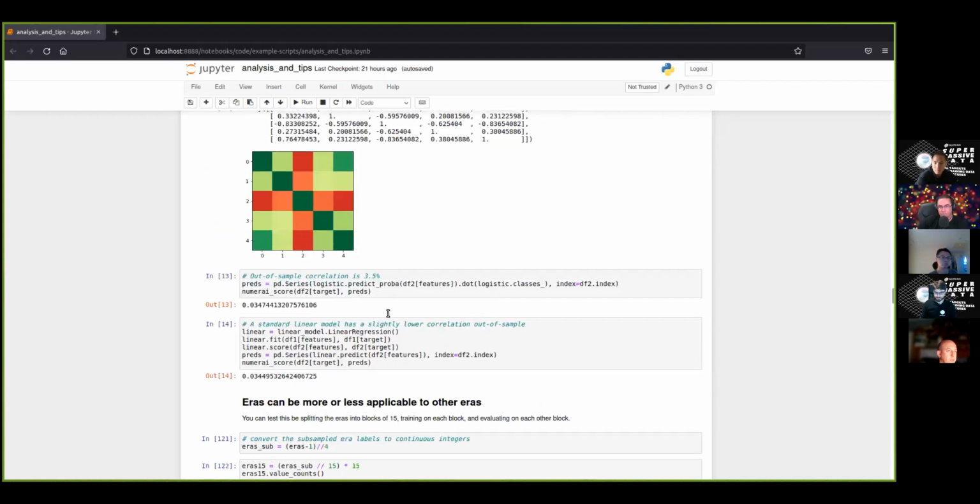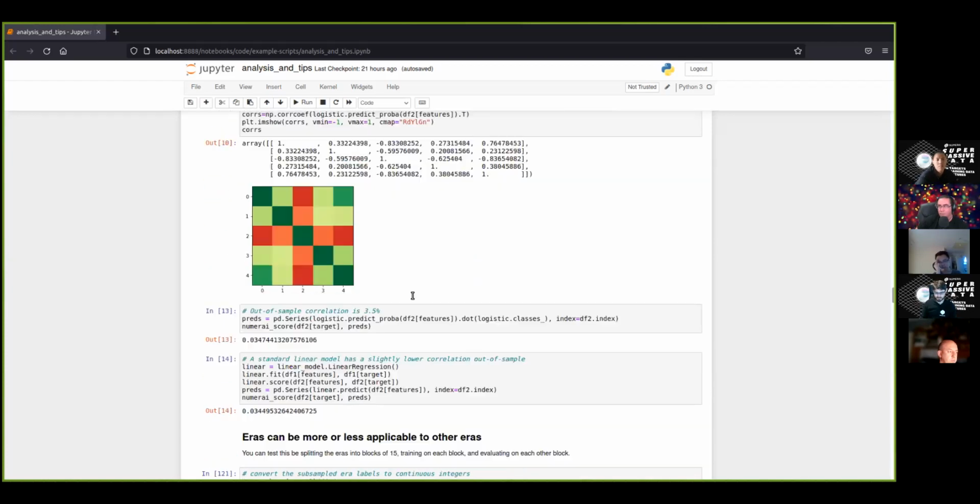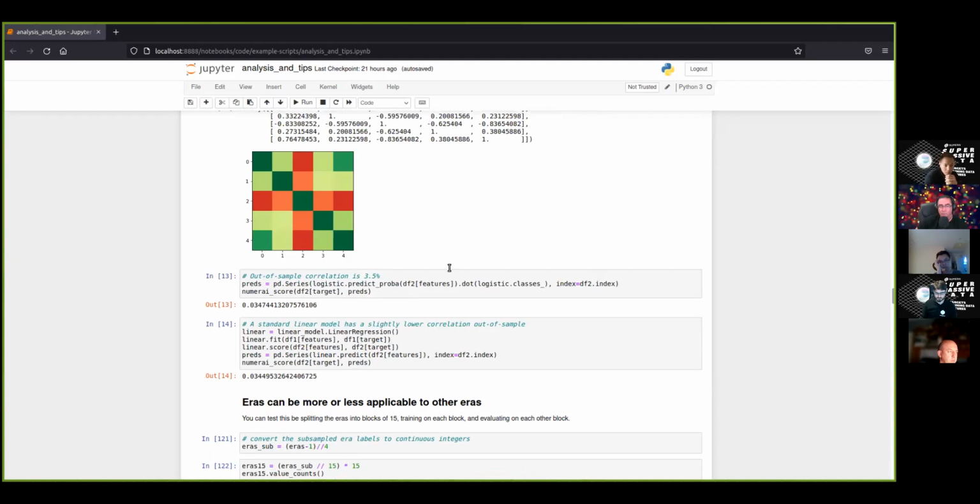And this is showing that the out of sample correlation for doing it with just a classifier is roughly the same as you get with a linear regression model.